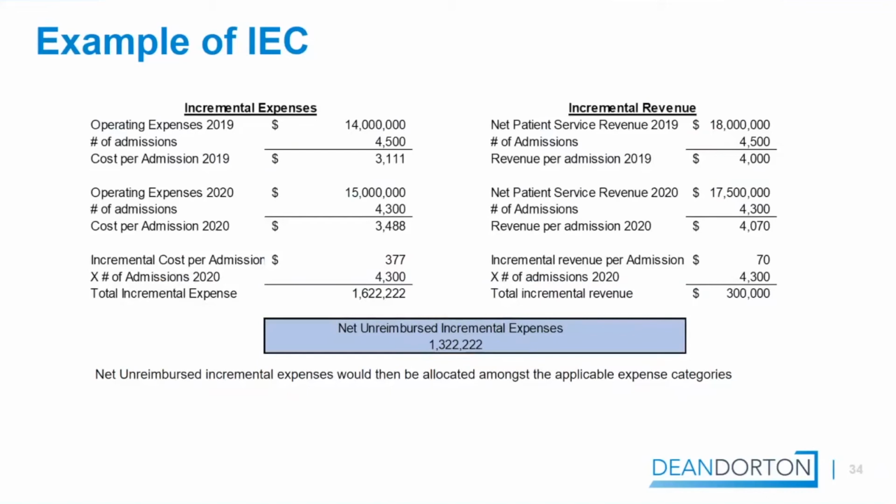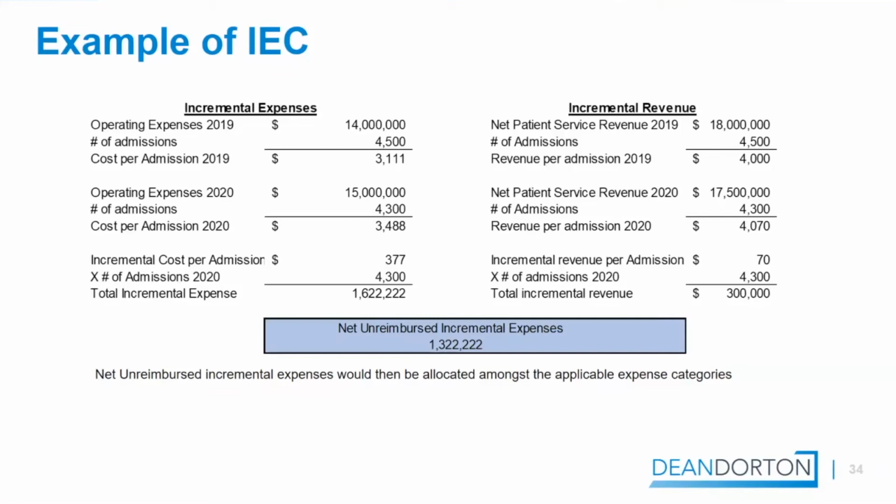And so your operating expenses for 2019, $14 million. Your number of admissions were 4,500 admissions, so your average cost per admission for 2019 was $3,111. Your operating expenses for 2020 were $15 million. Number of admissions were only 4,300, and so your cost per admission in 2020 is $3,488. You'll notice an increase in cost per admission of $377. Multiply that by your number of admissions in 2020, and you get total incremental expense of $1.6 million.